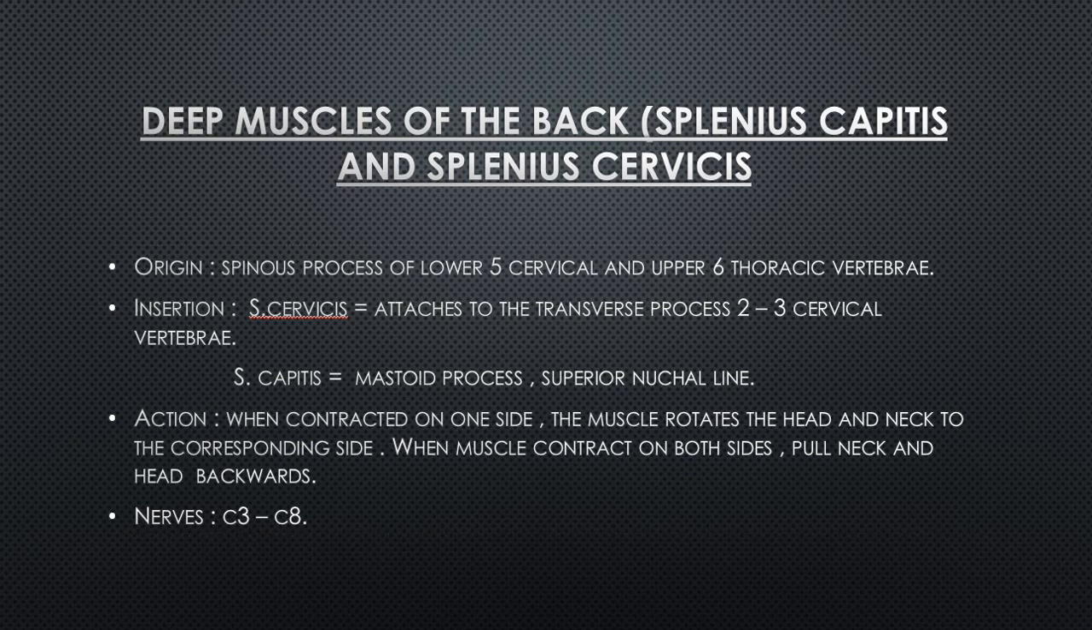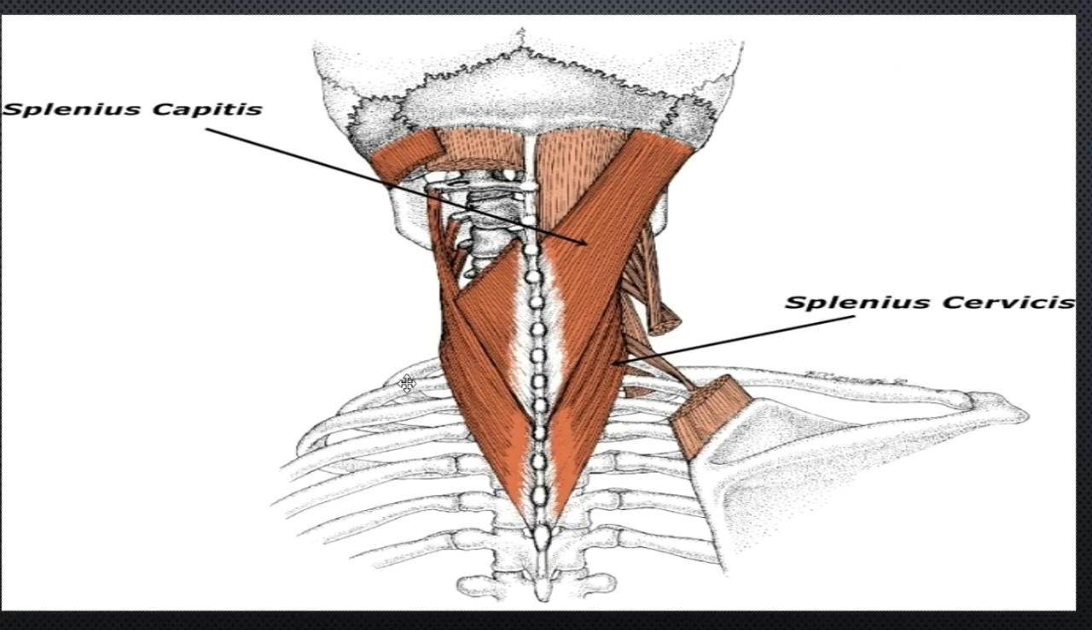Here we can see splenius capitis here and splenius cervicis here. Both muscles fuse together near their origin, and their fibers run upwards and laterally and separate near the points of insertion, attaching to different bone structures. The muscles lie deeper than the trapezius and serratus posterior superior.